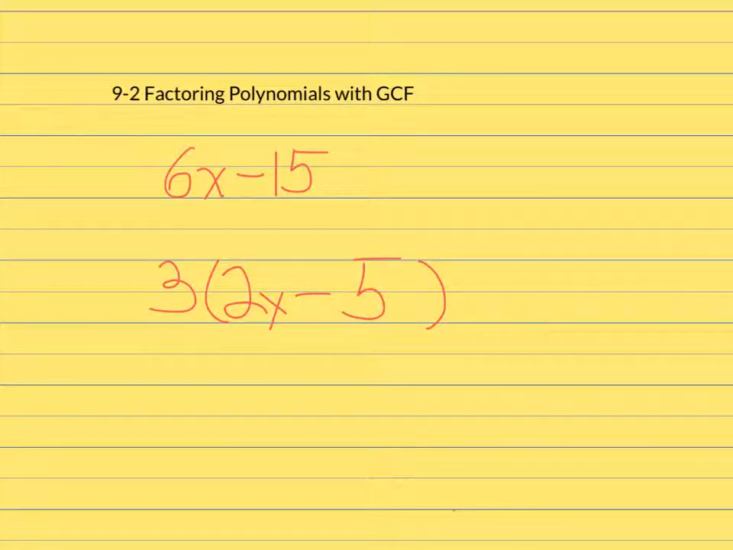So I can check this by simply doing the distributive property now to make sure that I did it correctly. So 3 times 2x would be 6x, and 3 times 5 would be 15, and I have my minus sign in between. Okay, so that's just a check. I did it correctly. If I can do the distributive property and I get the original equation back, then if they match, then I did it right. So let's look at another example.